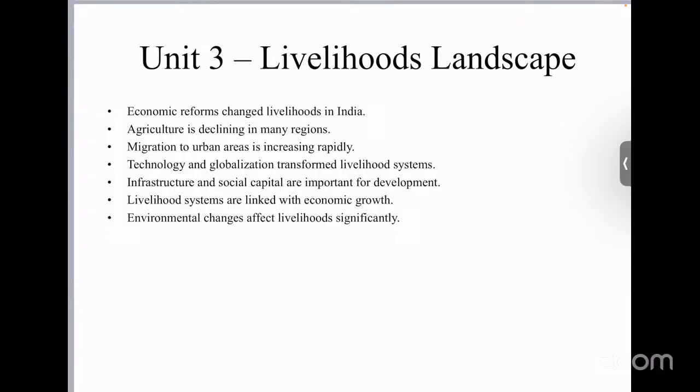So the farm sector still remains extremely important because millions of people depend on farming, dairying, fisheries, and livestock activities. Livestock especially acts as an important support system during agricultural crisis. Milk production, poultry, goat rearing, and fisheries provide additional income and opportunities.